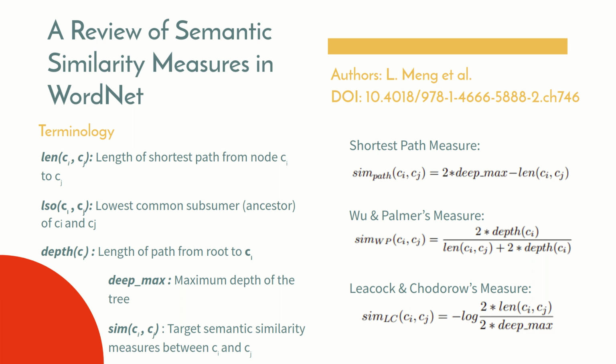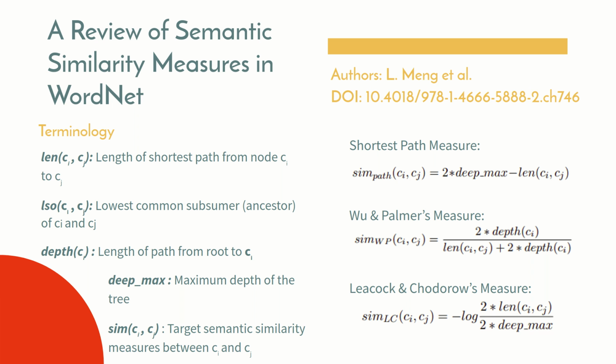We start with a review of semantic similarity measures, some basic terminology. Given two nodes Ci and Cj in a relational taxonomy, the length is the shortest path between them. LSO represents the lowest common ancestor. Depth is how deep the particular node is. Depth max is the maximum depth. And sim(Ci, Cj) is the target similarity. So the shortest path measure directly takes length(Ci, Cj) and subtracts it from 2 times depth max.